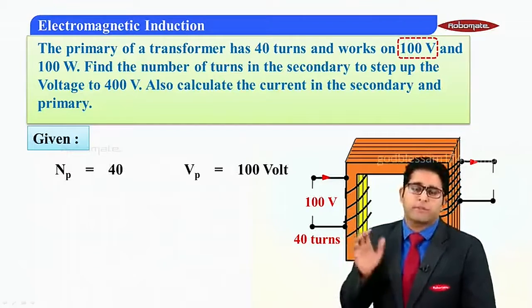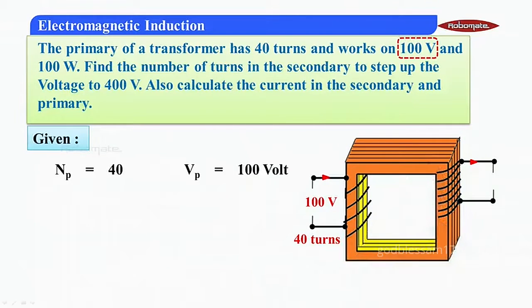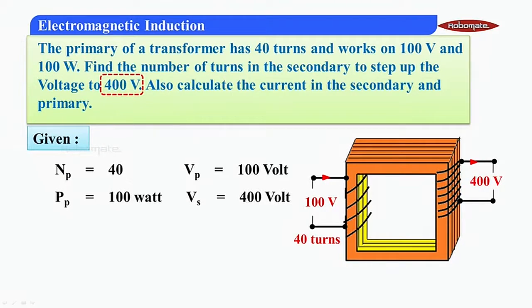Now the power on the primary side is 100 watt. So I can say P suffix P is equal to 100 watts. Now students, over here we will assume it to be an ideal transformer, and in case of an ideal transformer we know that input power is equal to output power, or power across the primary coil is equal to power across the secondary coil. Now let us move further. In this case voltage is stepped up to 400 volts. So I can say the value of Vs is equal to 400. So on the input side we have 100 volts and on the output side we have 400 volts.